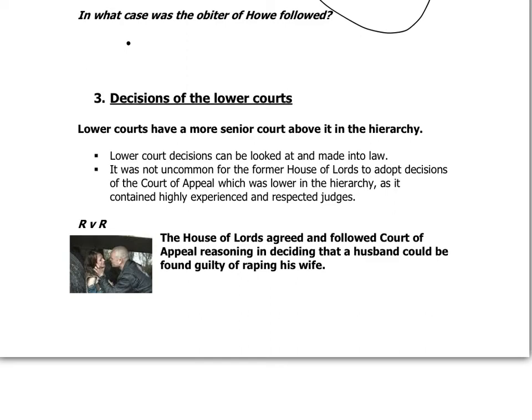So as it says on that second bullet point, it is quite common for the Court of Appeal to make a decision, it goes on appeal, and the Supreme Court actually goes, yeah, do you know what? The Court of Appeal were right, we're going to follow their decision, and again what you're doing is turning a persuasive into a binding. So this occurs in the case of R versus R, which again we've already looked at.